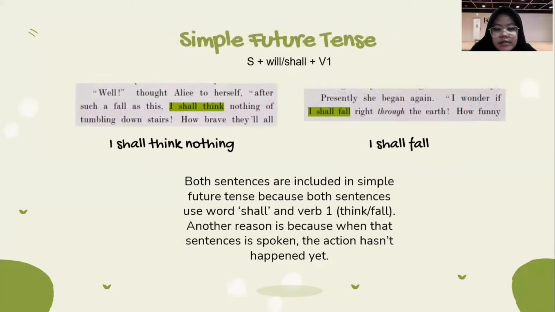Next is simple future tense. Simple future tense has the pattern subject plus will or shall and verb 1. The first sentence that I found is "I shall think nothing." The second is "I shall fall." Both sentences are included in simple future tense because both use the word shall and verb 1, think and fall. Another reason is because when the sentence is spoken, the action hasn't happened yet.